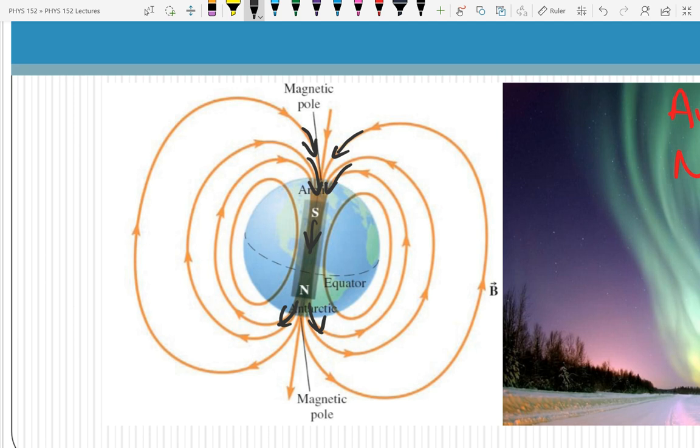As far as we know, there is no such thing as a magnetic monopole. A magnetic monopole would be just a north with no south. We have lots of examples of just an electric monopole, just a positive charge with no negative, or just a negative charge with no positive. But as far as we know, no magnetic monopoles exist.